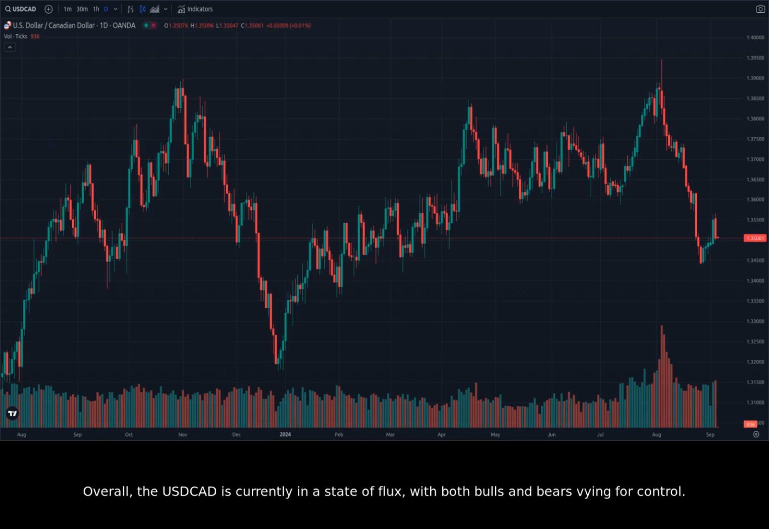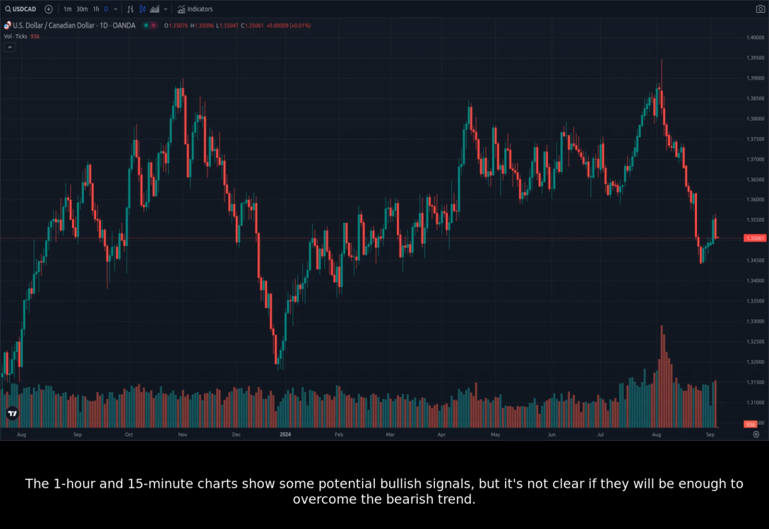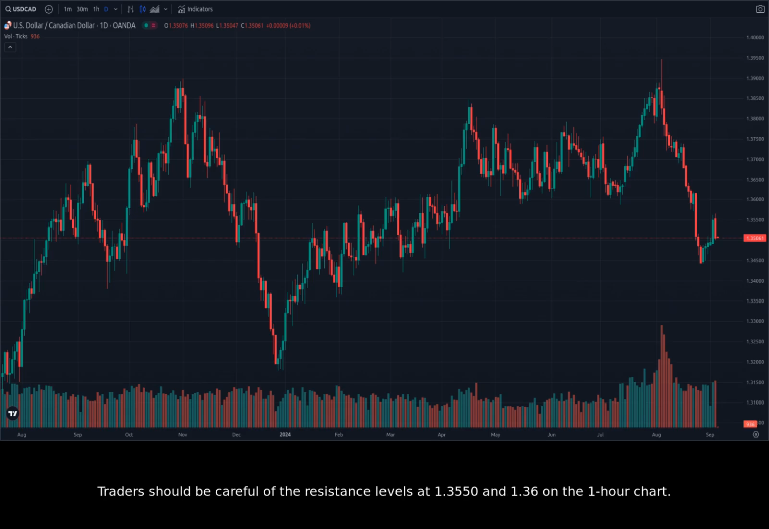Overall, the USDCAD is currently in a state of flux, with both bulls and bears vying for control. The recent BoC rate cut has put downward pressure on the pair, but the USDCAD has found some support at the 1.34 level. The 1-hour and 15-minute charts show some potential bullish signals, but it's not clear if they will be enough to overcome the bearish trend. Traders should be careful of the resistance levels at 1.3550 and 1.36 on the 1-hour chart.